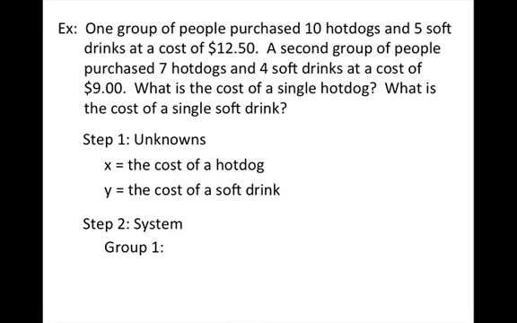So let's look at group 1. They purchased 10 hot dogs and 5 soft drinks. Well, hot dogs cost x dollars and soft drinks cost y dollars. So to find the amount of money they spent, I'm going to multiply the x by the 10 and the y by the 5. So I get 10x plus 5y. This is going to equal the money that they spent, which was $12.50.